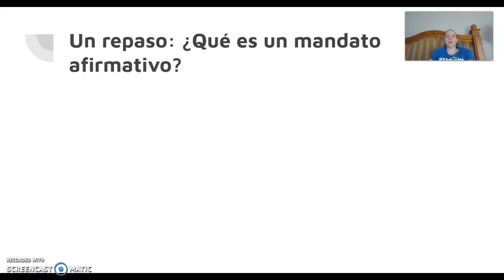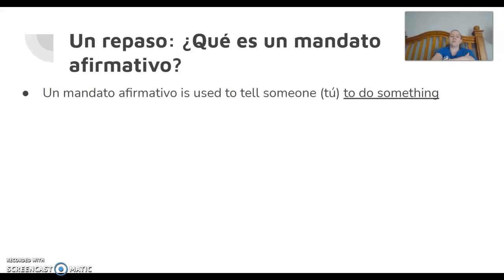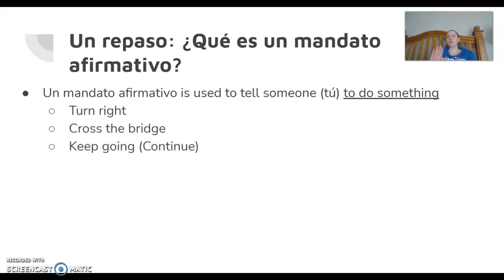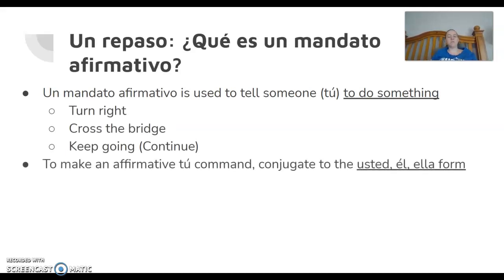Okay, so an affirmative command. Affirmative and negative commands are two different things, and they're made in two different processes. Un mandato afirmativo, an affirmative command, is used to tell someone specifically, when we're talking about our informal commands, to do something. So turn right, cross the bridge, keep going. And so we're speaking informally. And to do that, you just conjugate to the usted, él, ella form, and it's as simple as that. There are some irregulars, which we'll talk about in just a second.